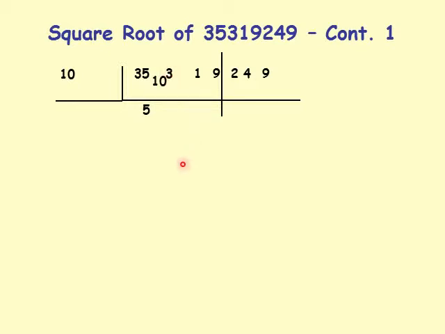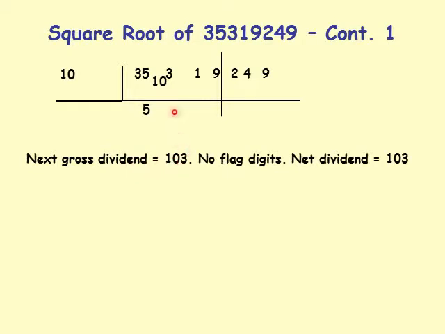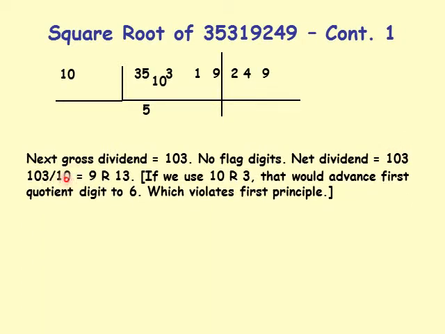The problem so far: the first quotient digit is 5, the divisor is 10, the remainder is 10, and we have 103 for the gross dividend. Let's continue here. The next gross dividend is 103. No digits on the flag, so the net dividend is also 103. So 103 divided by 10: we will use 9, remainder 3, making 13, which is the altered remainder. If we used 10 with remainder 3, that would advance my first digit to 6, which violates my first principle. So 9 remainder 13 is what we are going to use. That means 9 goes in the quotient, and 13 goes as a remainder which gets appended to the next dividend digit.